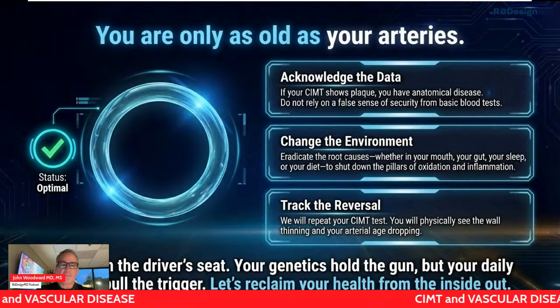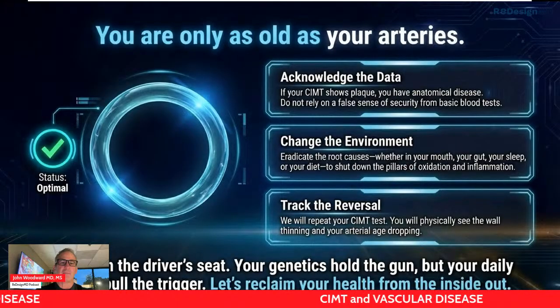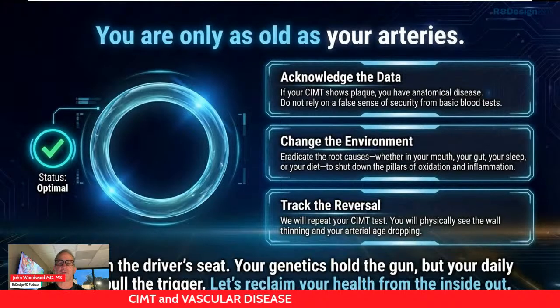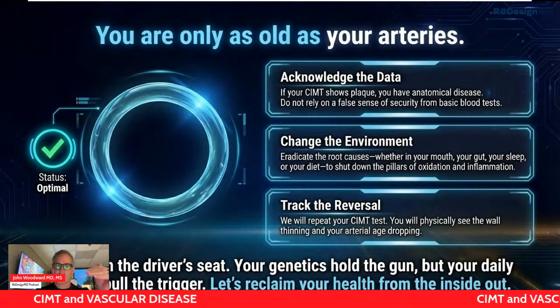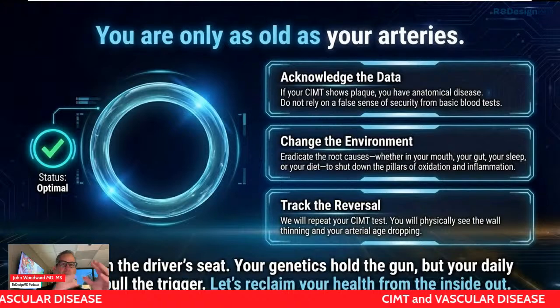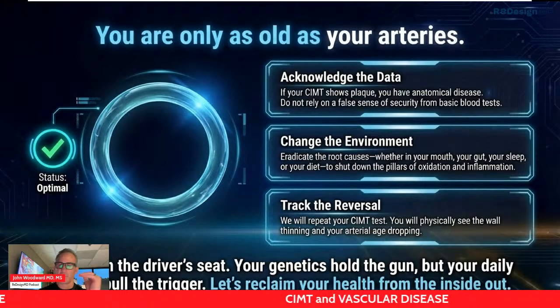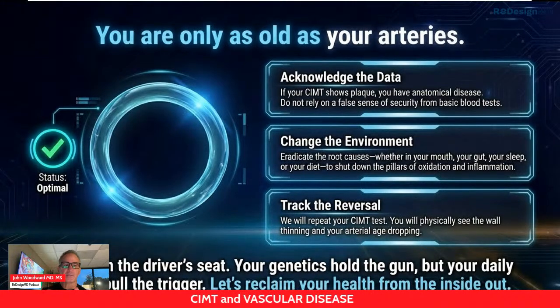But we have to acknowledge the data. If your CIMT shows plaque, there's disease present. So we just have to attack it. We have to get the spreadsheet. Let's work together, formulate a plan. Let's look at that 4% of your day to really target in on the key pieces to stabilize or reverse your plaque.